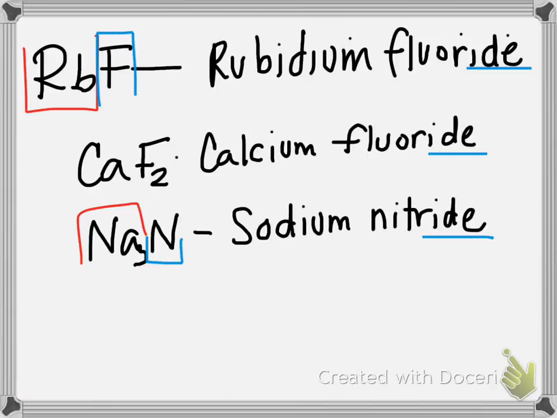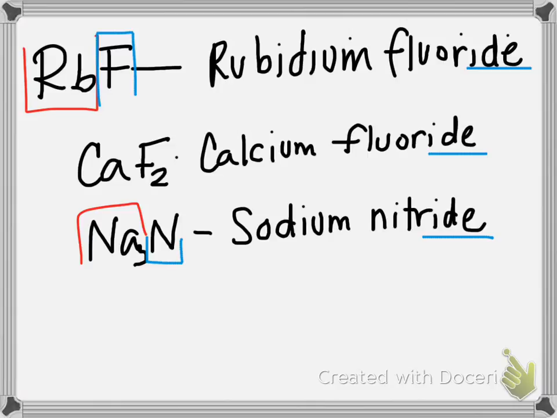Okay, yes ma'am. So the question was, do we just ignore the subscript when we're naming? With binary ionic compounds, the subscript is not reflected in the name. The name reflects the ions, and it's expected that you will know what charge those ions will have and be able to do a correct ratio.